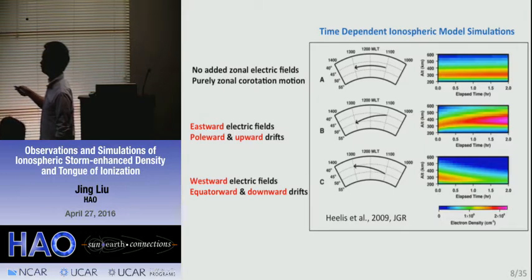Electron density was increased by a factor of 2 after 2 hours running. At the same time, the HMF2 was increased from 300 kilometers to about 400 kilometers. When a westward electric field was applied, it produced equatorward and downward drift, so the electron density decreased here.